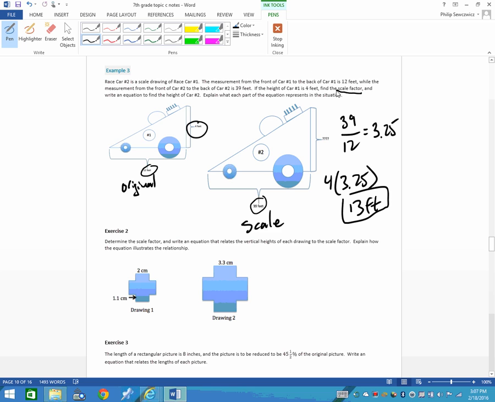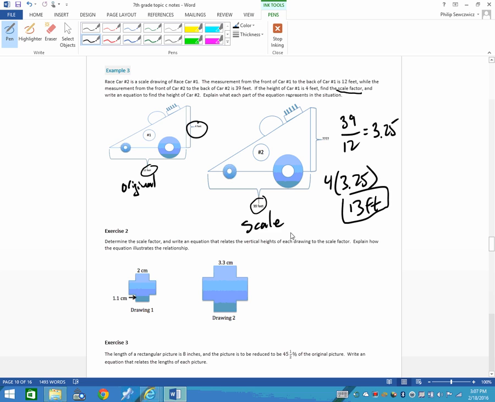Now, we found the scale factor. We wrote an equation, showing your work for it. Explain what each part of the equation represents. So the big thing here is I'm finding the percent of this amount. So I'm finding 325% of 4. Again, that's why it's getting to be a larger amount.